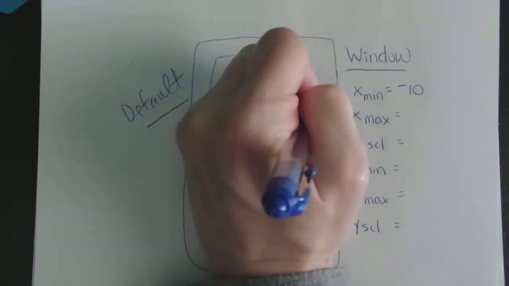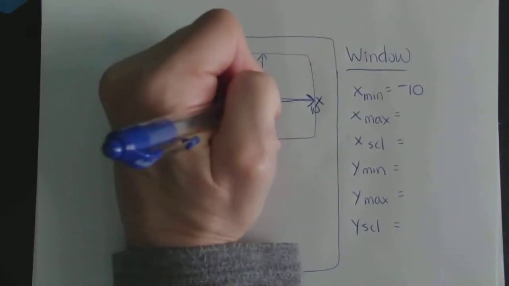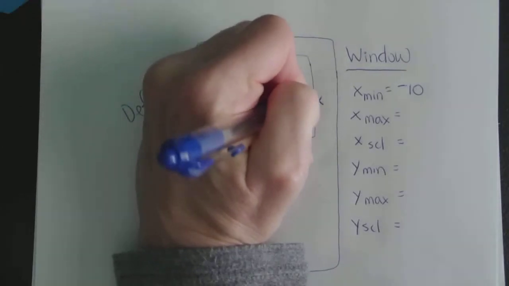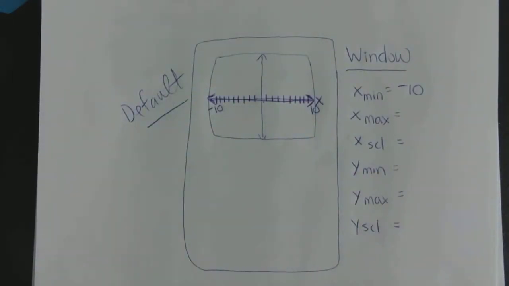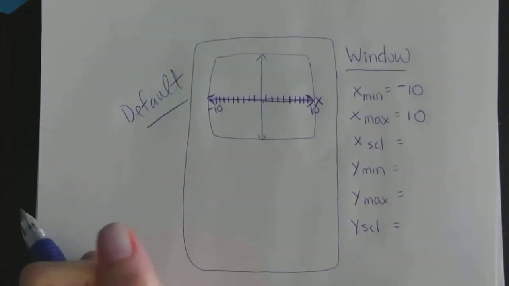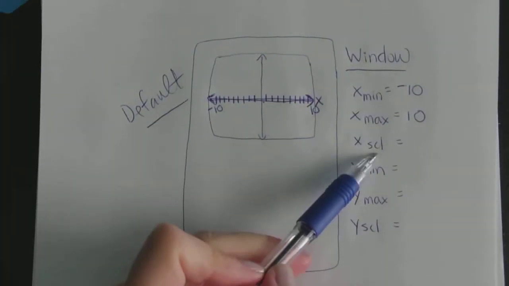Which makes the maximum x pretty easy. I like to make that +10 because I go 1, 2, 3, 4, 5, 6, 7, 8, 9, and 10. That gives me a nice view of my graph.